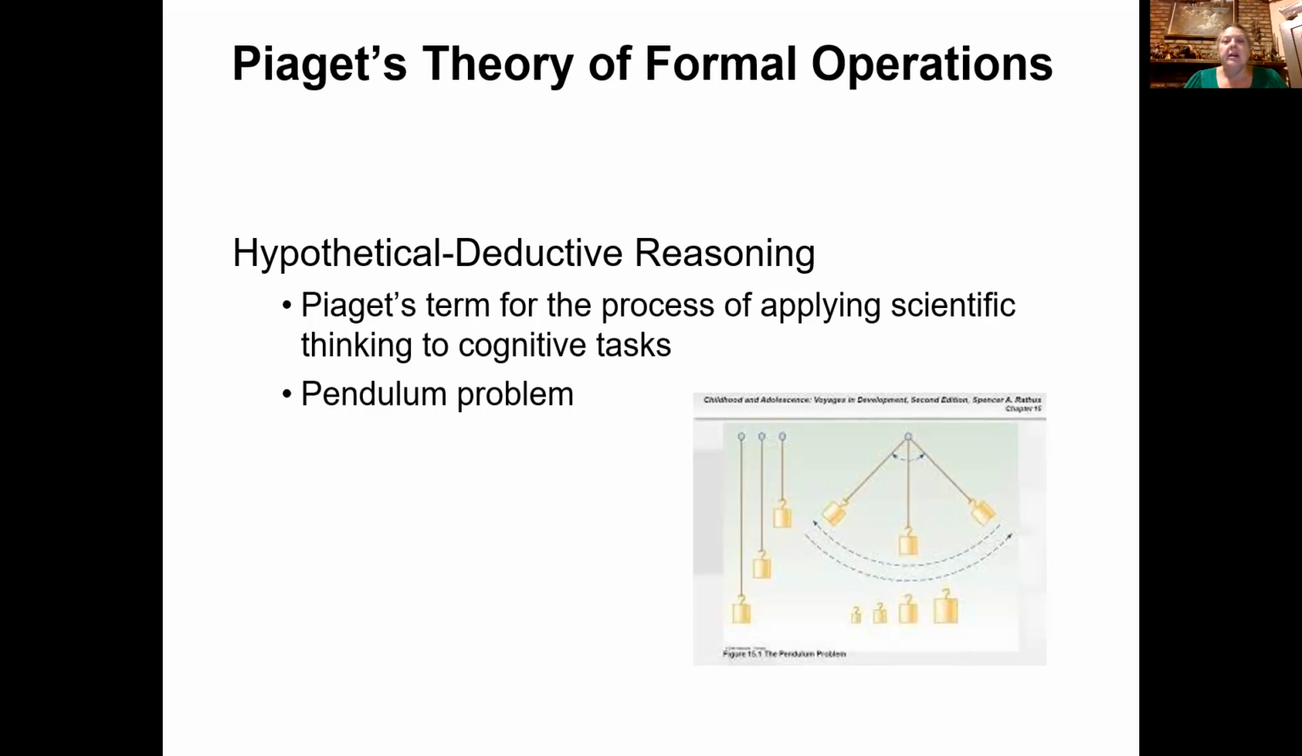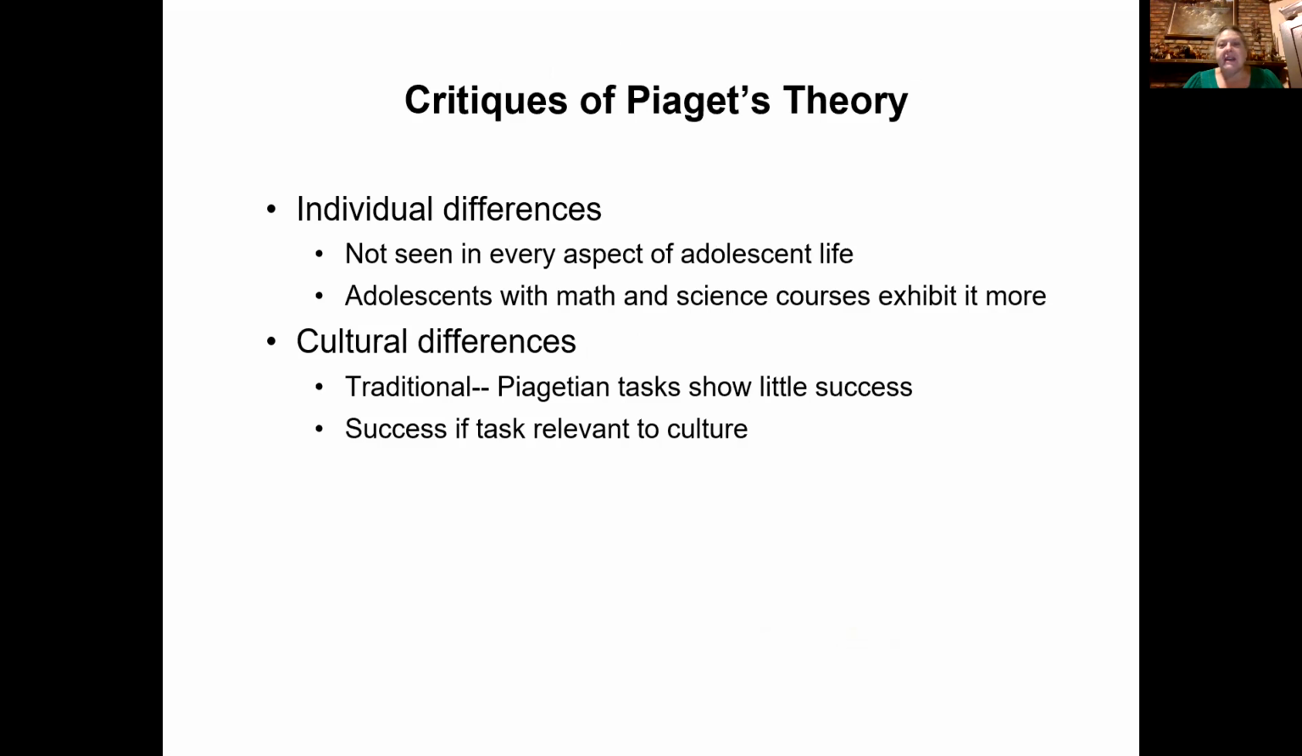Once the adolescent reaches formal operations, they have a more sophisticated way of thinking and problem solving. Some critiques of Piaget's theory, I know we always go with these critiques. There are a lot of individual differences. A child or adolescent may reach formal operations in one area or aspect of life, but maybe not demonstrate that in another area of life.